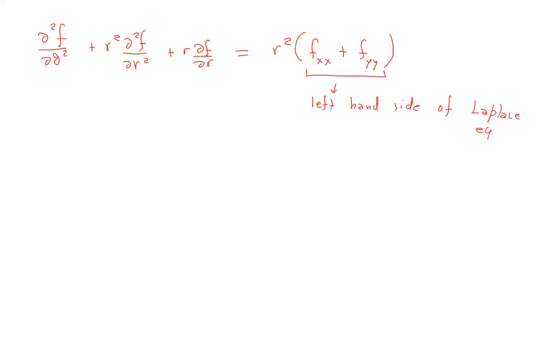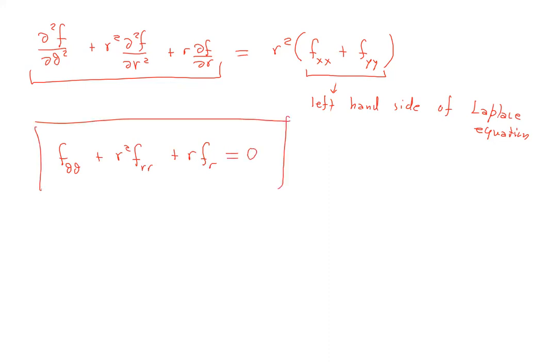This tells you that a function satisfies the Laplace equation if and only if it satisfies this equation. So what we get is, and let's write it using the subscript notation, f theta theta plus r squared f_rr plus r times f_r is equal to 0. And that's the Laplace equation in polar coordinates.